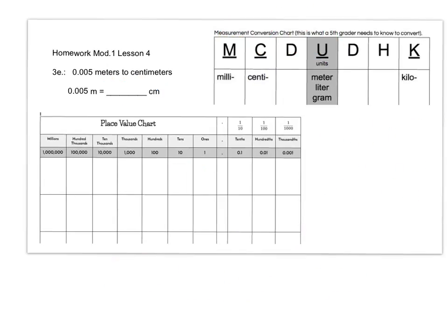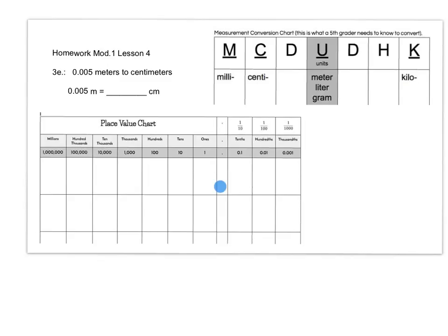And now we're on 3E. On this problem, we have 5/1000ths of a meter. That means just a very small portion of a meter stick, kind of about the soles of the shoes of a kindergartner. So again, the first thing we want to do is write our number in the place value chart.